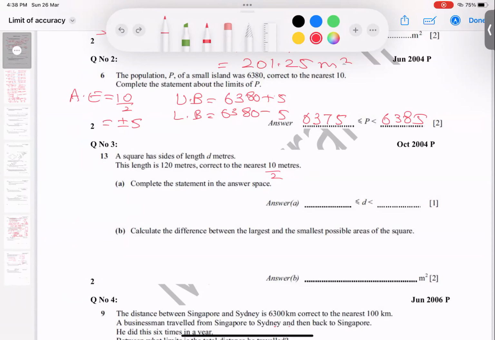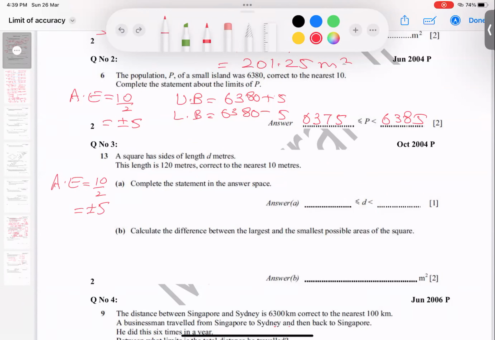Yes, students, I hope you have done it. Now I'm going to do this question myself. A square with side 120 meters, correct to 10 meters. So students, what to do? The absolute error is 10 divided by 2, I got plus and minus 5. You may ask why my questions are always divided by 2. Yes, even the previous question was divided by 2, and this question is divided by 2. He is asking to find d, the length of the side of the square, the upper and the lower bound.